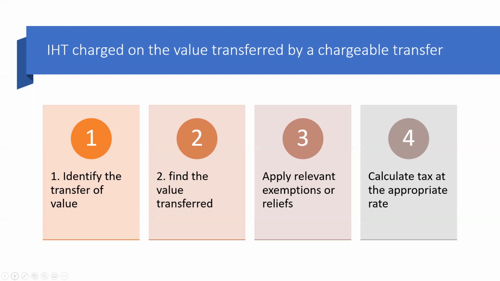And then finally, you calculate the tax at the appropriate rate. So the first amount of tax is at 0%, and that's in what's called the nil rate band, which is currently £325,000. You might also have a residence nil rate band available on death, and we'll look at the conditions for that in a moment.